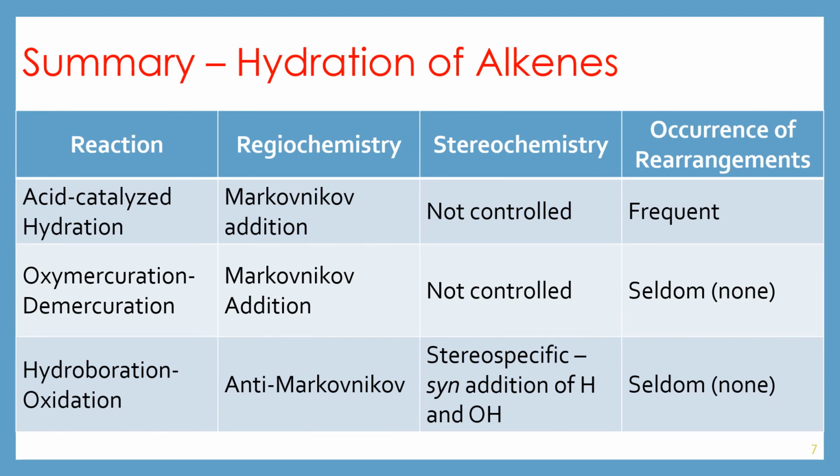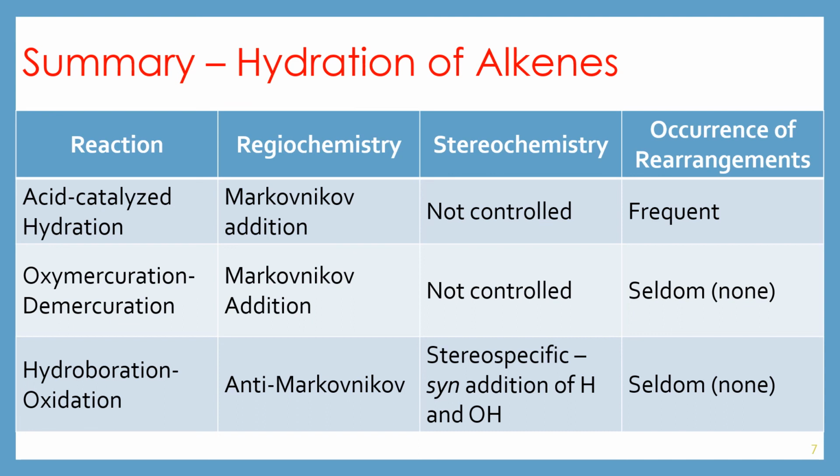So in summary, we have 3 different types of hydrations of alkenes. We have an acid-catalyzed hydration, which is Markovnikov addition. The stereochemistry is not controlled. If there are chiral molecules possible, you will make enantiomers at that stereocenter. If there are other stereocenters, you would end up with diastereomers. The occurrence of rearrangements is quite frequent with acid-catalyzed hydration.